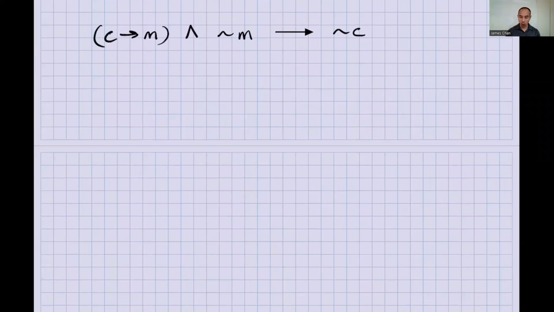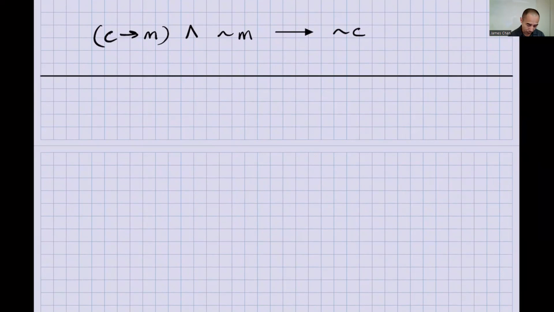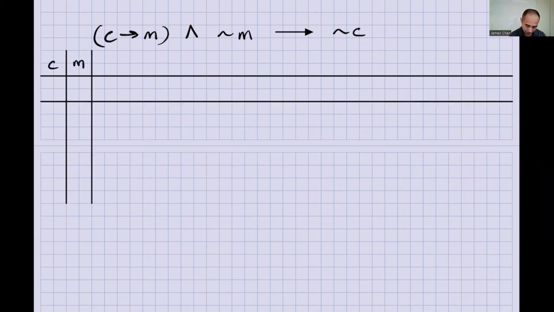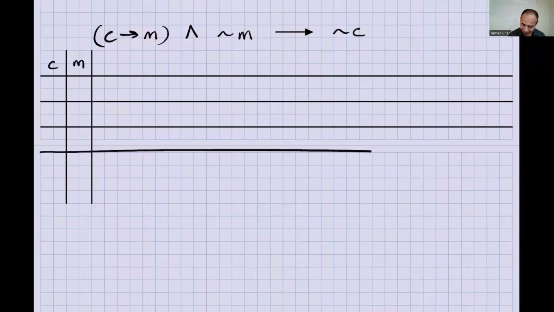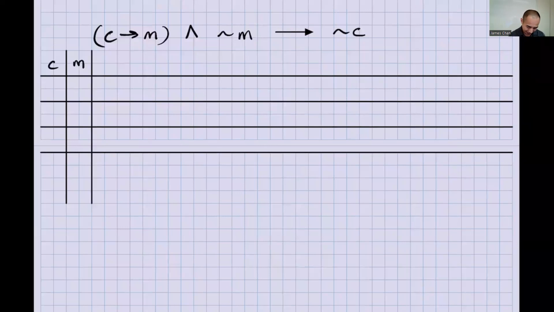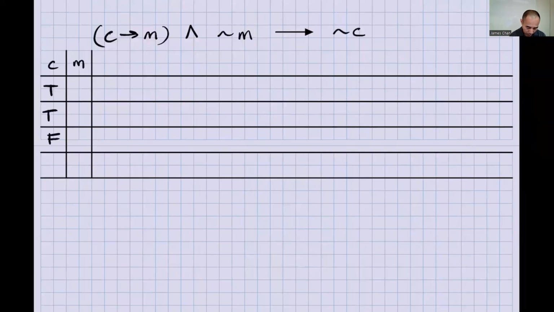So that is a truth table I got to come up with. How many letters do I have? 2. So how many columns do I need? I'm sorry, how many rows do I need? I need 4. Look how nice my lines look. There's my 4. Half of 4 is 2, so true, true, false, false, true, false, true, false.